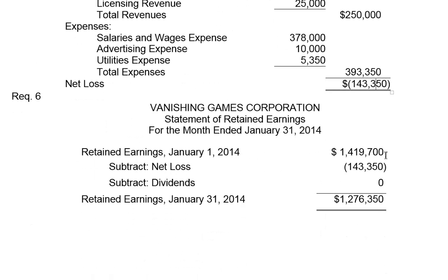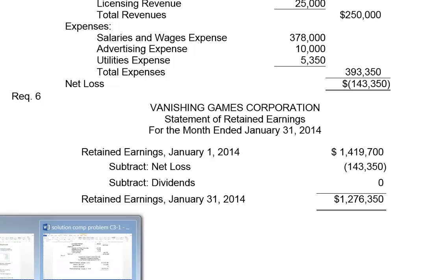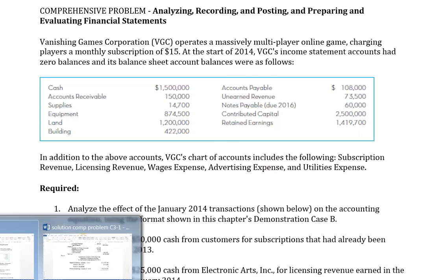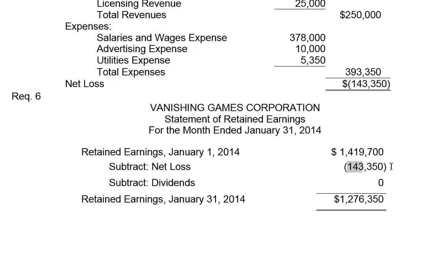All we're going to do when we do our statement of retained earnings for Vanishing Games Corporation for the month ended January 31st, 2014, is add that loss back to the opening retained earnings balance. And we can see from our question that our retained earnings had an opening balance of $1,419,700. So we're going to add in the loss.